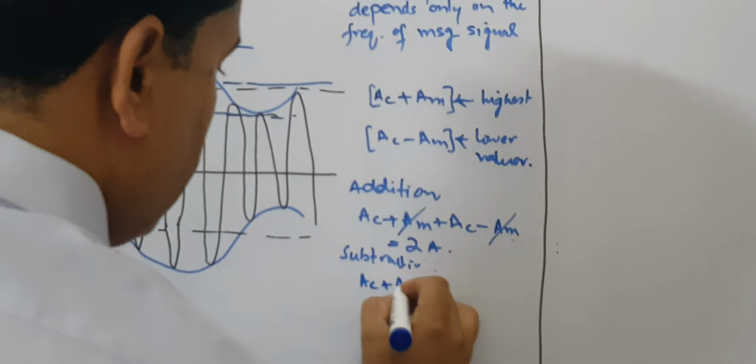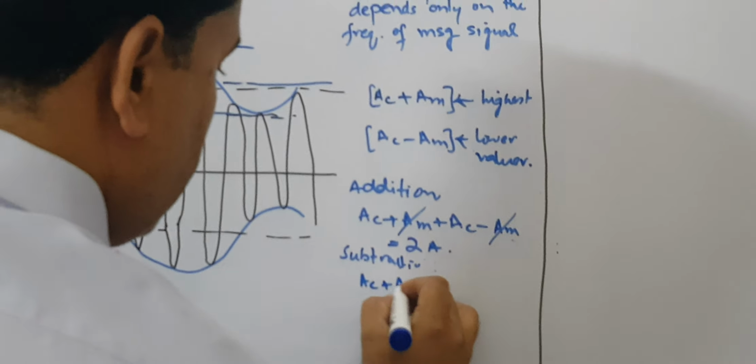Similarly, if you add them together, E max plus E min, it will give you 2 AC, and if you divide by 2, then the result will be AC. So that is why you are dividing it by 2. In this case, you know that your modulation index is AM divided by AC.